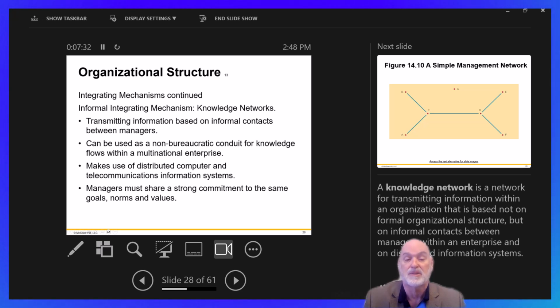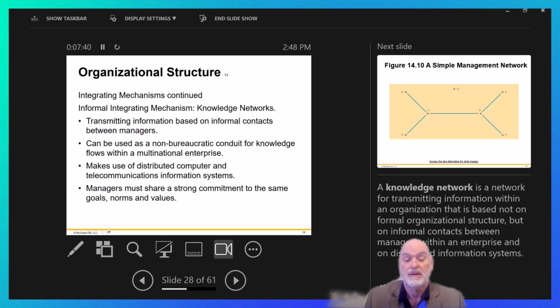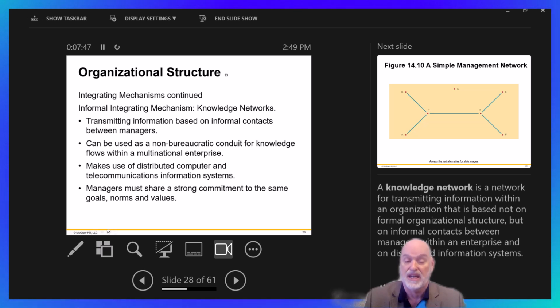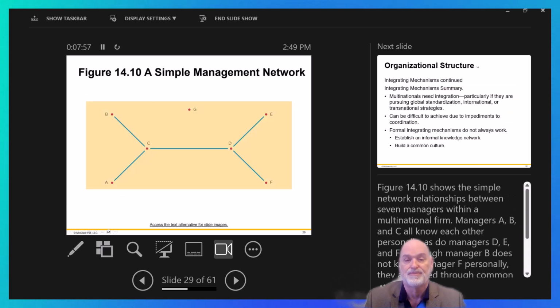Integrating mechanisms continued. We have informal integrating mechanisms, or knowledge networks, transmitting information based on informal contacts between managers. It can be used as a non-bureaucratic conduit for knowledge flows within a multinational enterprise. It makes use of distributed computer and telecommunication information systems, and managers must share a strong commitment to the same goals, norms, and values.